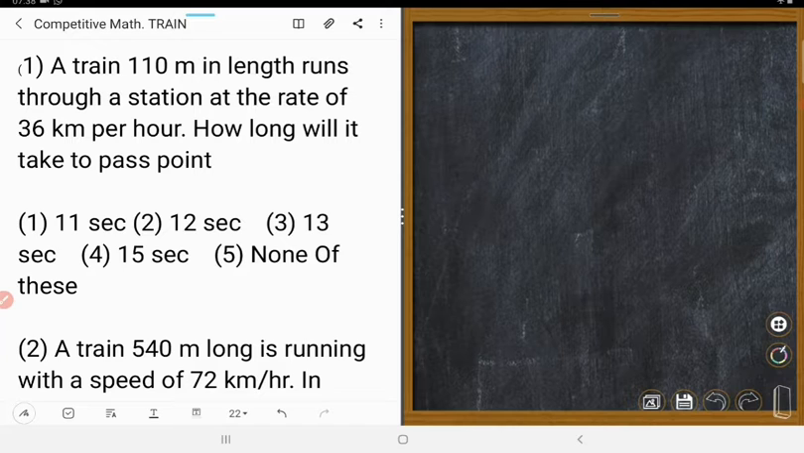Fine, thank you. Today we shall do some arithmetic on trains. Let's begin with question number 1: a train 110 meter in length runs through a station at the rate of 36 km per hour. How long will it take to pass a given point?